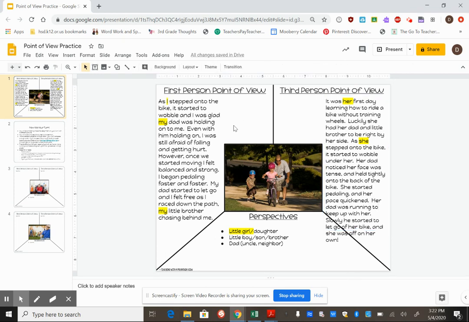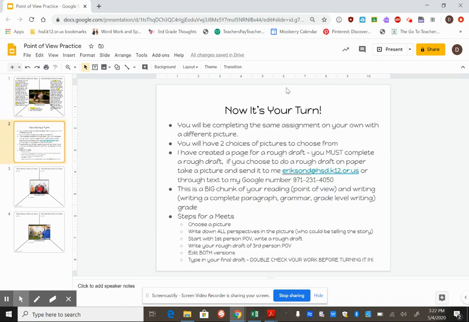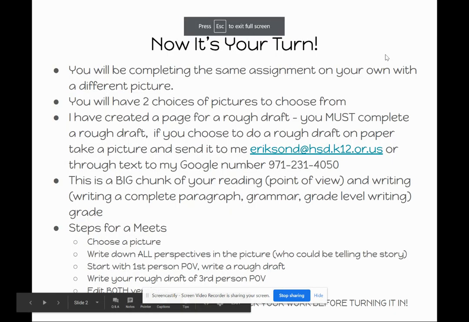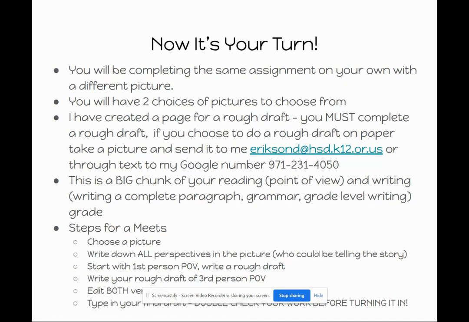So your assignment will be to do exactly this with a different picture. So here are the directions for what you are going to be doing. This is going to take you all week. It should take you all week because it should be a well-written descriptive paragraph for each point of view. So you will be completing the same assignment on your own with a different picture. You will have two choices of pictures to choose from. I picked two out that I thought that maybe you could relate to one more than the other. Choose the one that you can relate to and understand what's going on in the picture better.